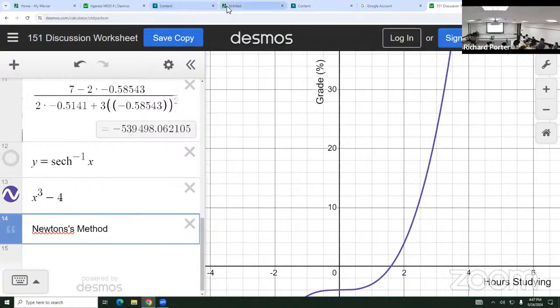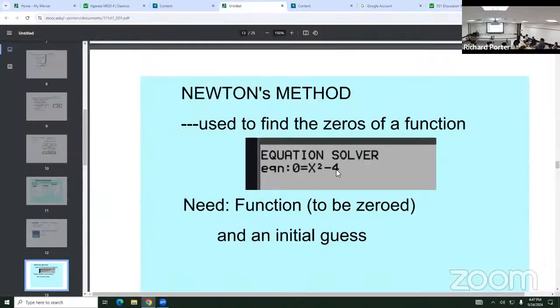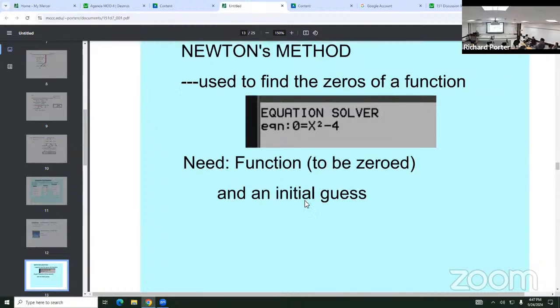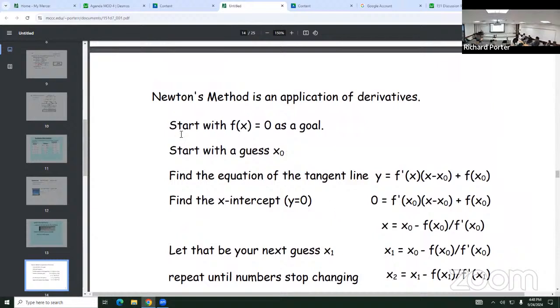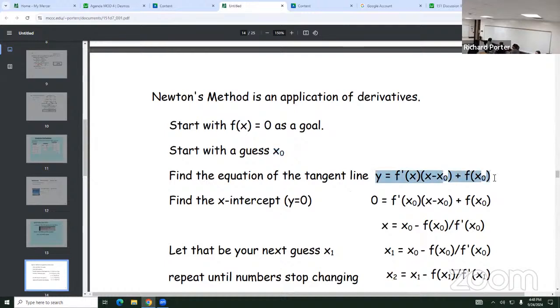Okay, let me go back to my notes and see, because it's written out. If you want to solve x squared minus 4 equals 0, this is the process. You start with a guess. You could say, I'm looking for the function equals 0. So you start with some guess, and they call it x sub 0. Then you create a tangent line at x0, find the x-intercept of that tangent line, and let that be x1. Then you just repeat the process again and again.